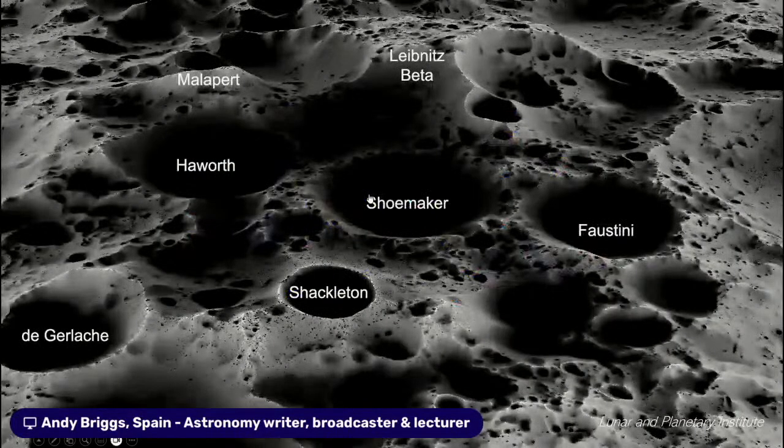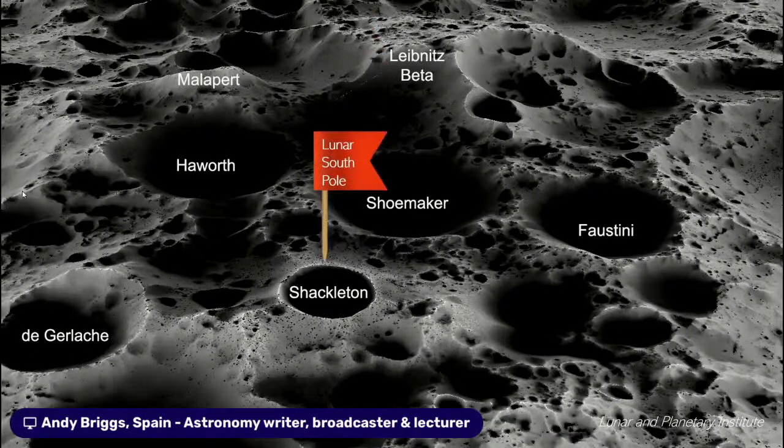Now, the actual lunar South Pole is in a very non-obvious position. This is looking at the area of the lunar South Pole, and it is exactly here on the rim of a crater called Shackleton, named after Ernest Shackleton, of course, the famous British explorer. The lunar South Pole is literally on the rim of the crater. The Shackleton crater is 21 kilometers wide by 4.7 kilometers deep.